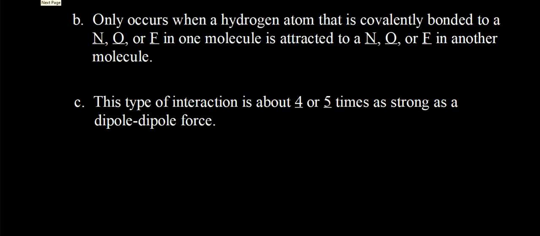So what kind of molecules are very polar? Molecules that have a hydrogen atom bonded to a nitrogen, oxygen, or fluorine in one molecule will be attracted to the nitrogen, oxygen, or fluorine in another molecule. So hydrogen bonding occurs between molecules that have hydrogen bonded to either N, O, or F, and the hydrogen in one molecule is attracted to the N, O, or F in another molecule, and vice versa. So let's take a look at an example of this.